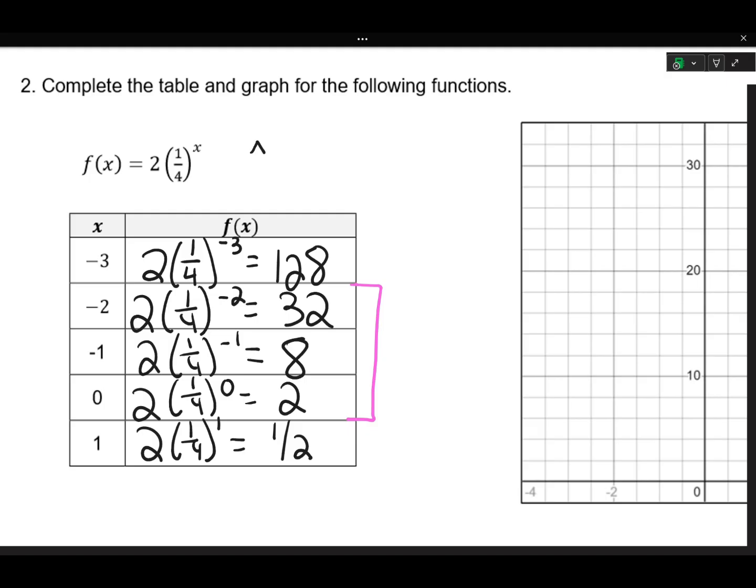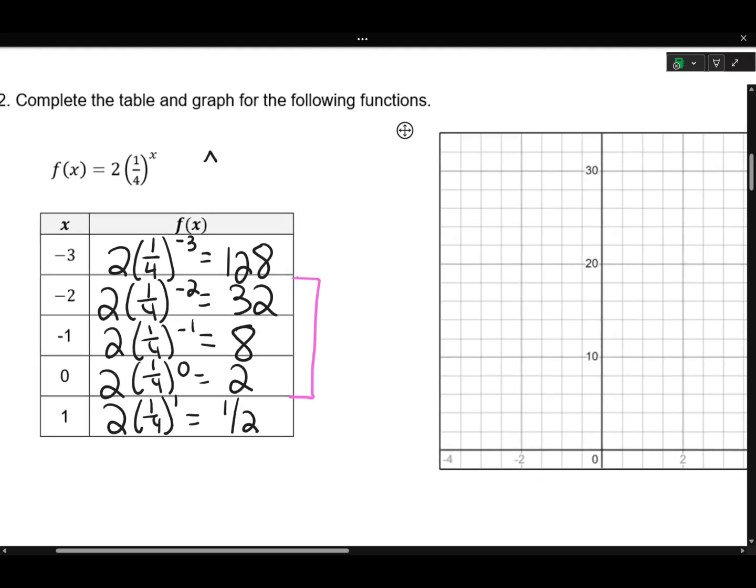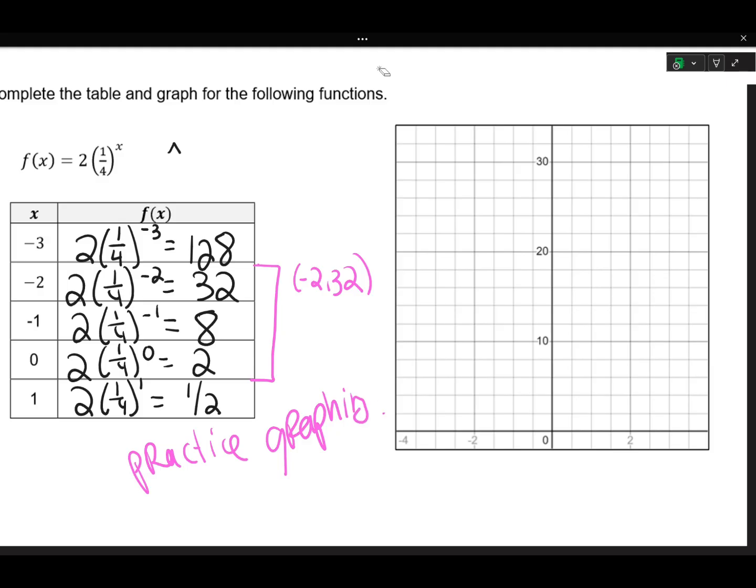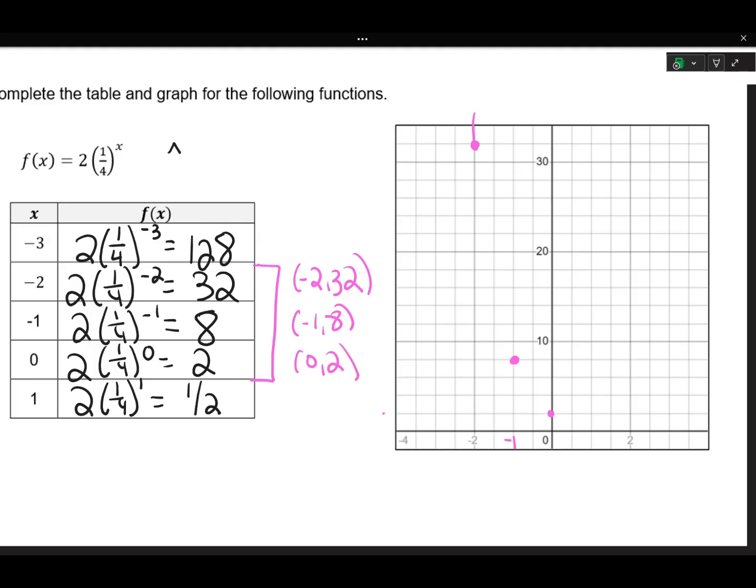Okay, let's do it. -2, 32. That's the first point. Again, I'm going to expect you to be able to graph on your own, so practice graphing. -2, 32 is right here. Next, I have -1, 8. And then 0, 2. Here's my line.